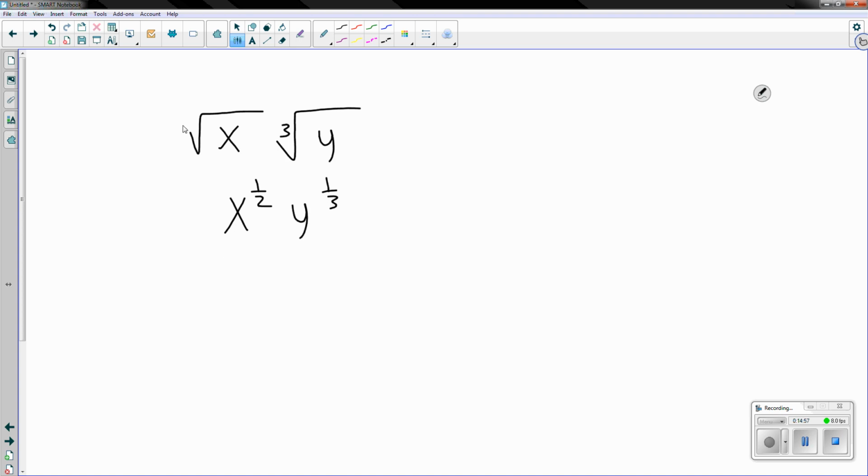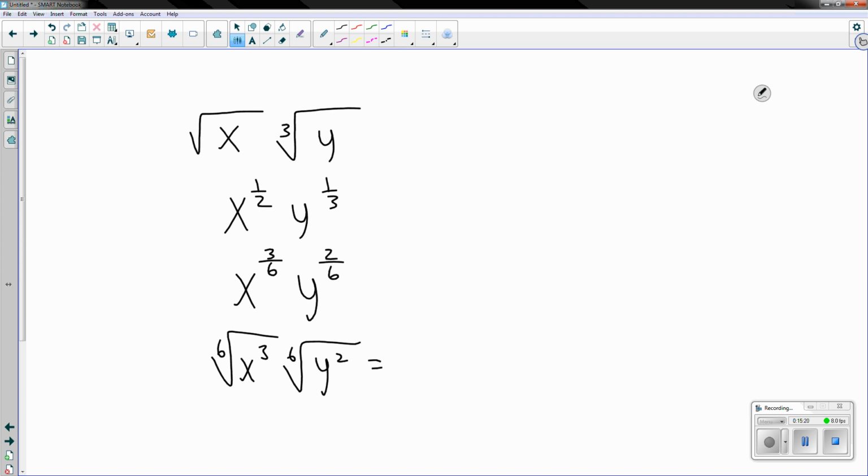If I wanted to figure out how to combine these, well, I can get common denominators for these fractions, and that would tell you what the radical should be in the event I want to combine that. So if I rewrite this as x to the 3/6 and y to the 2/6, well, then I can go back and say this is the 6th root of x to the 3rd and the 6th root of y squared. And now, because they are the same radical, I can combine them into 1 and say the 6th root of x to the 3rd y squared.